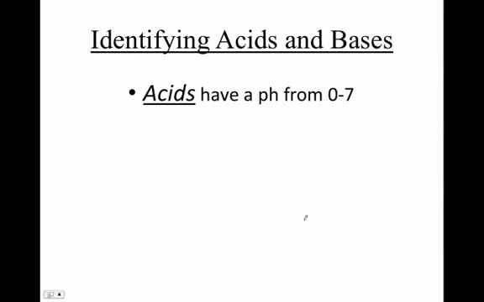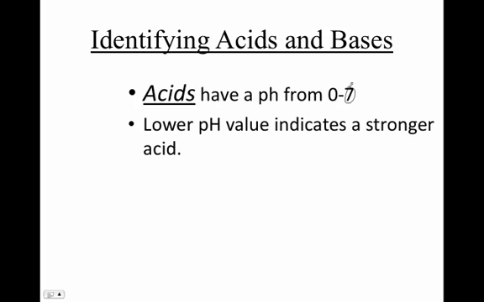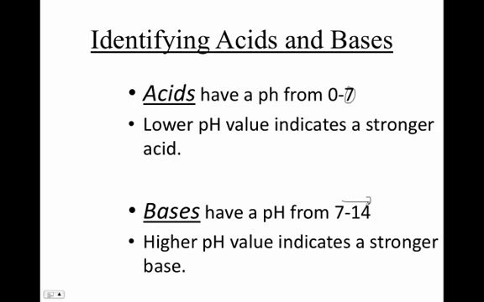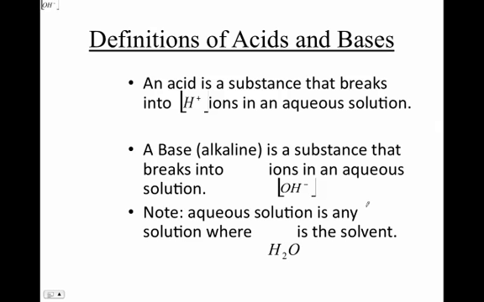So how does pH work? Well, acids are considered solutions with a pH of 0 to 7, not including 7, so below 7. The lower the pH, the stronger the acid, and bases have a pH above 7 all the way up to 14. The higher the pH value, the stronger the base.